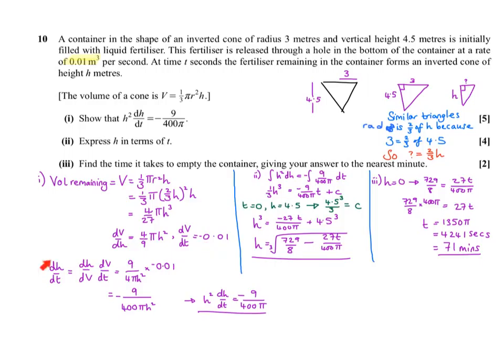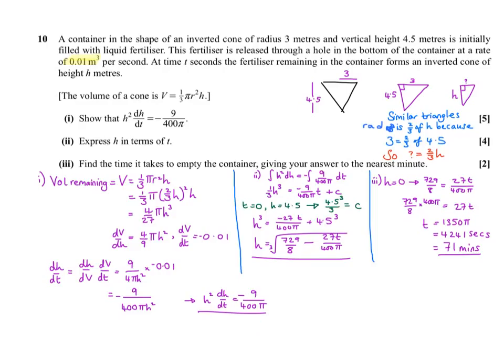So dh/dt is dh/dV times dV/dt. dh/dV is this upside down. dV/dt is negative 0.01. This is minus 1/100. So I've put the minus, the hundredth is at the bottom, 9's at the top. Rearrange. Bring the h squared up, and I get h squared times dh/dt is minus 9/400 pi. That's 5 marks. That's a tough 5 marks.